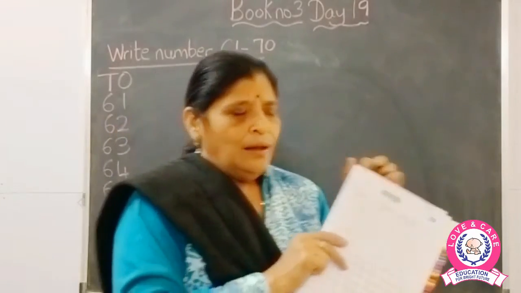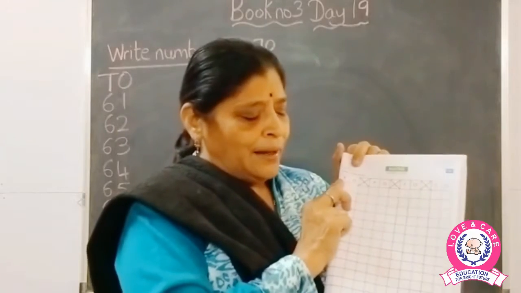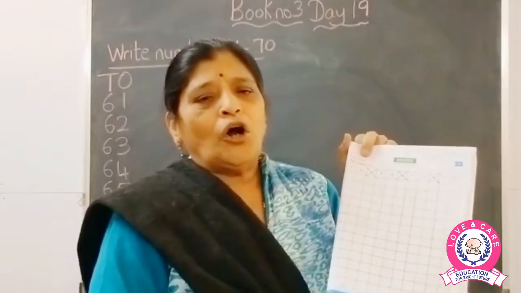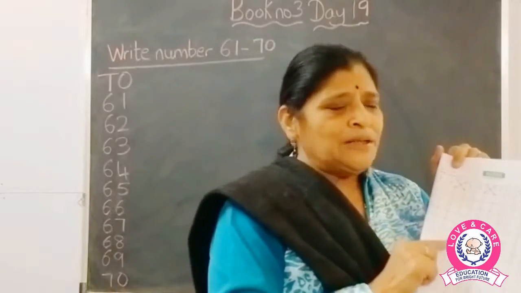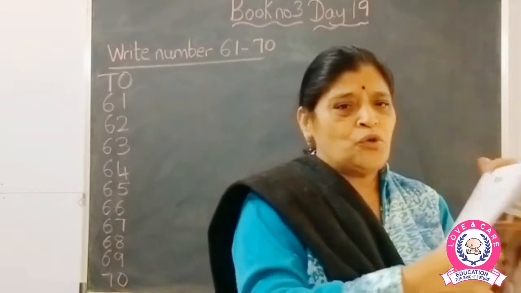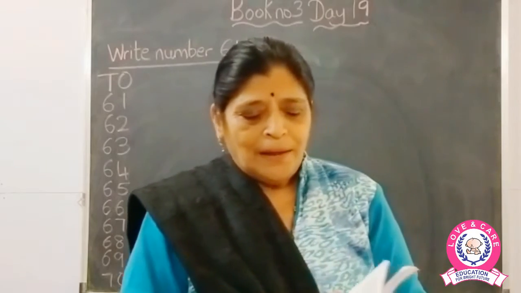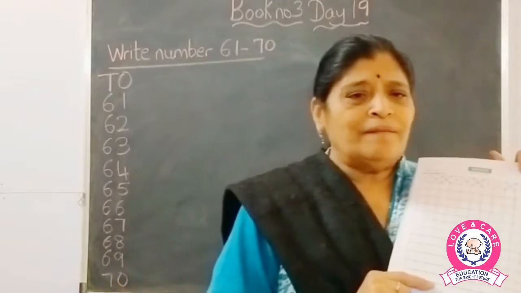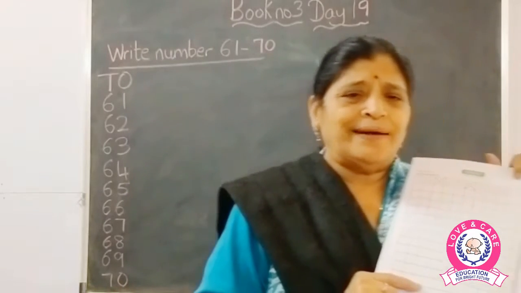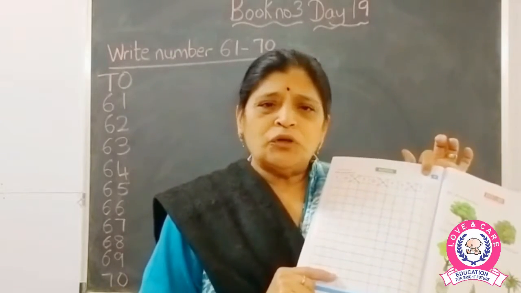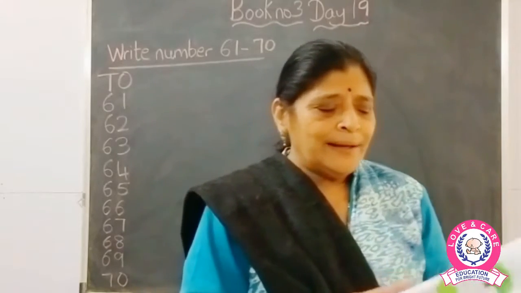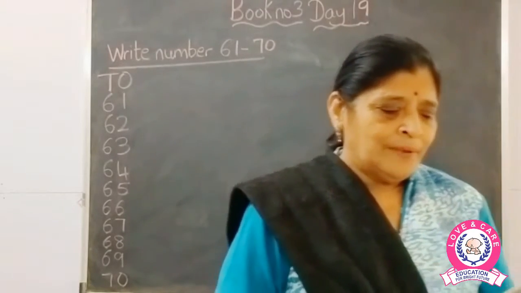So children, your T is given. T means tens and O means ones. So you have to write it according to the formation. Please do it as homework at home. Now let's turn to the next page. Again here is a worksheet of numbers 61 to 70. This also you have to do at home as homework. Now let's turn to the next page.